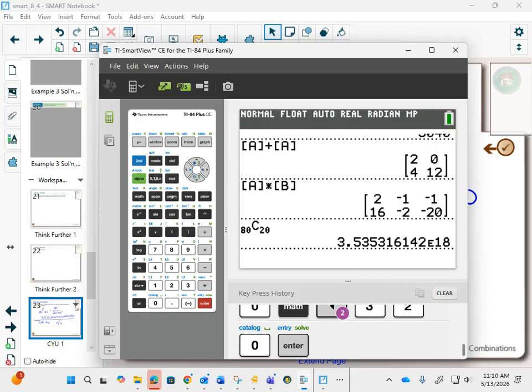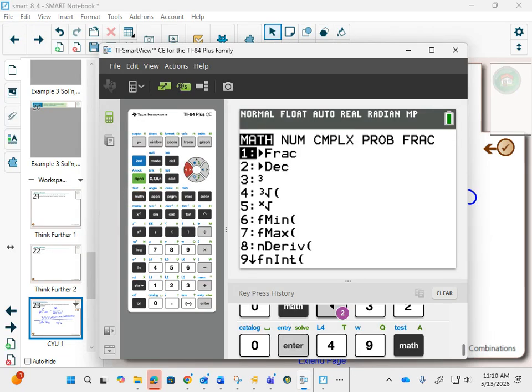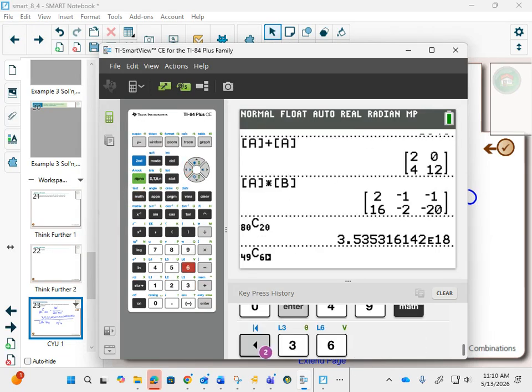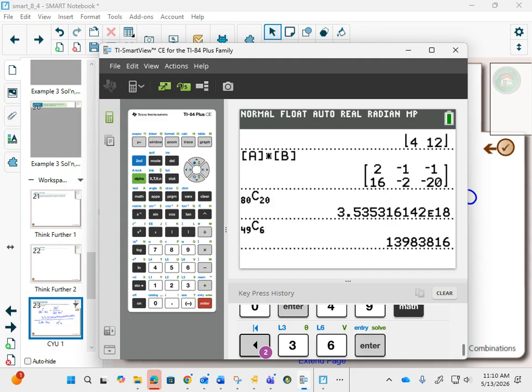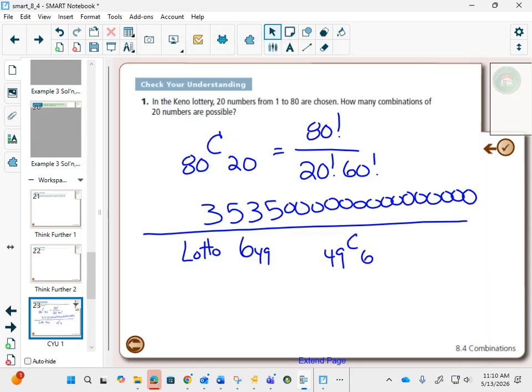Go to my calculator. I go 49 choose 6. 13,983,816. Pretty good odds. 1 in 14 million. Pretty good odds. Comparatively. Okay? If you really want to win the lottery, you should practice.